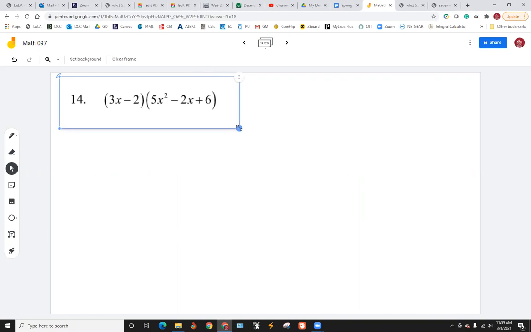All right, so there's no real mnemonic for this like FOIL. You just have to multiply the 3x times the 5x squared times the negative 2x and then the 6, and then come back and do the negative 2 times the other 3. So I'm going to give you a chance to try it out. And then I'll go through it with you.